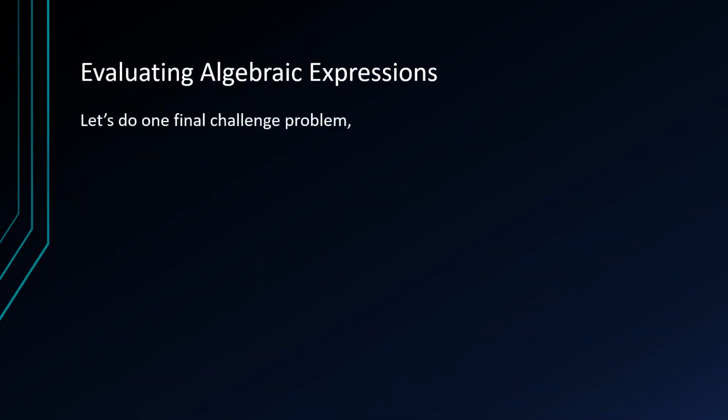Let's do one final challenge problem. Pause and do this one on your own, and we'll reveal the answer on the next part. Evaluate the following algebraic expression. x cubed minus 5z, all over y, when x equals 2, z equals 4, and y equals 0.